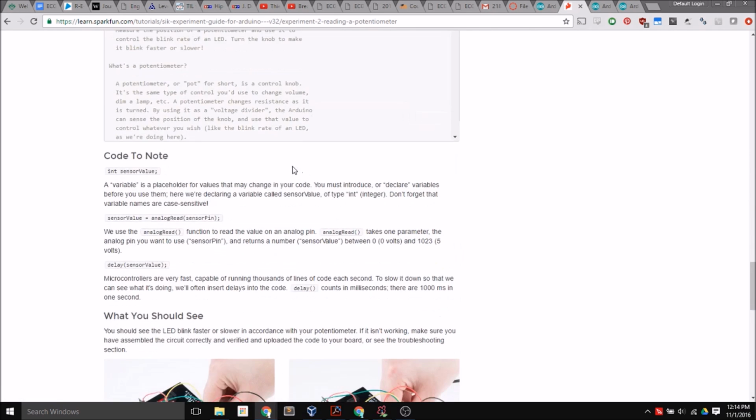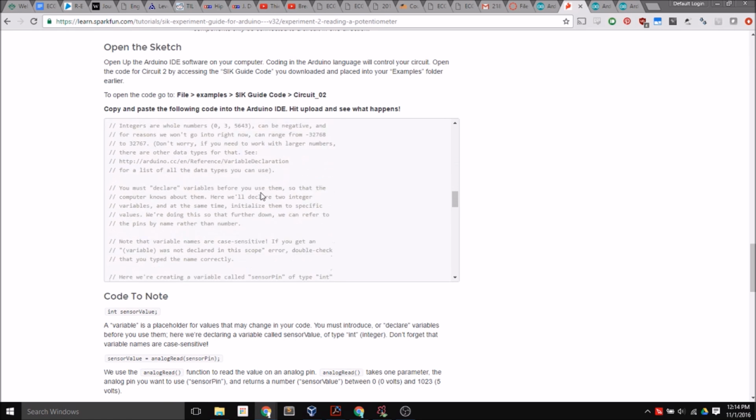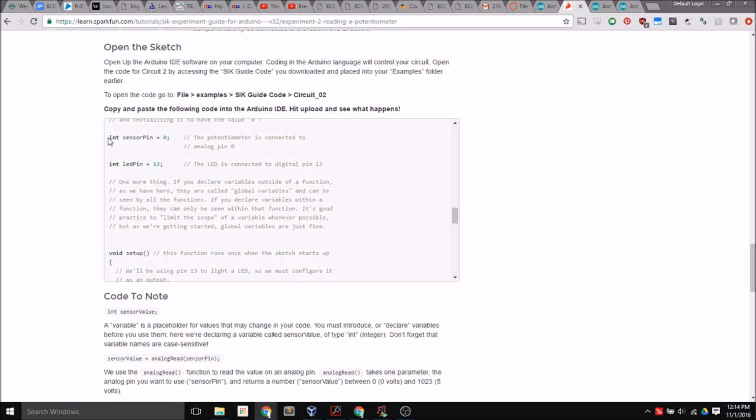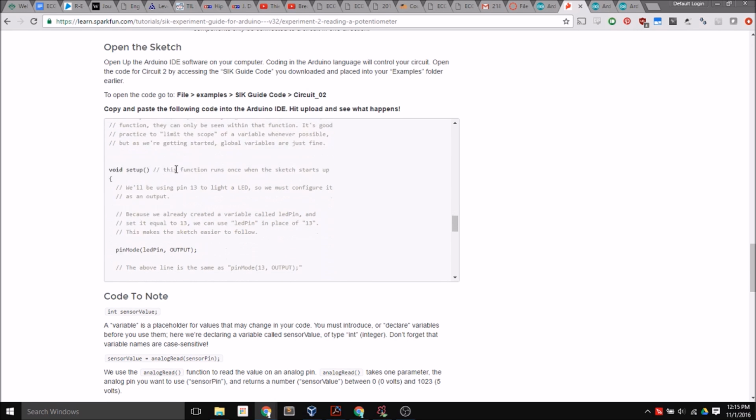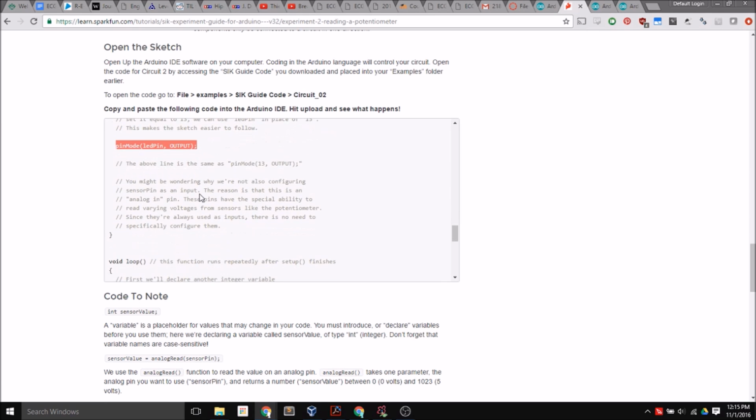So we can go down and look at the code here. How do we set this up? Well, we have 2 pins. Our sensor pin is an analog input on pin 0, and our output, we're going to have our LED pin on pin 13. In our void setup, all we have to do is set our LED pin as an output. We don't have to really tell it anything about the analog inputs, because those are assumed to be analog inputs. That's why they're on the other side of the board.